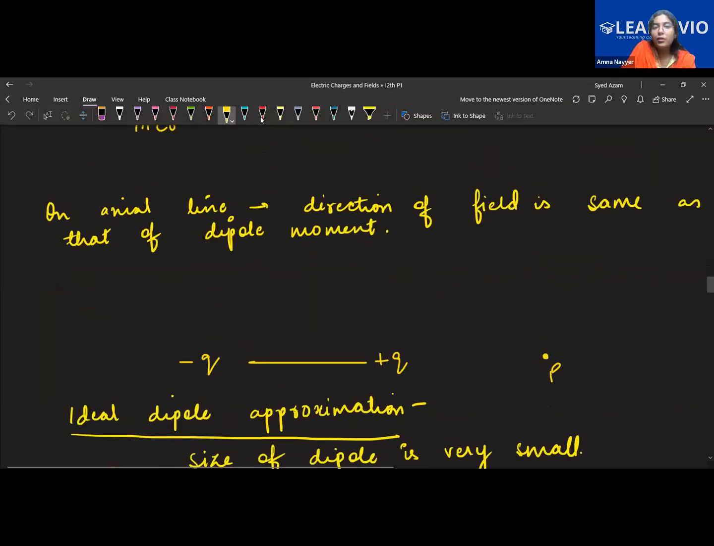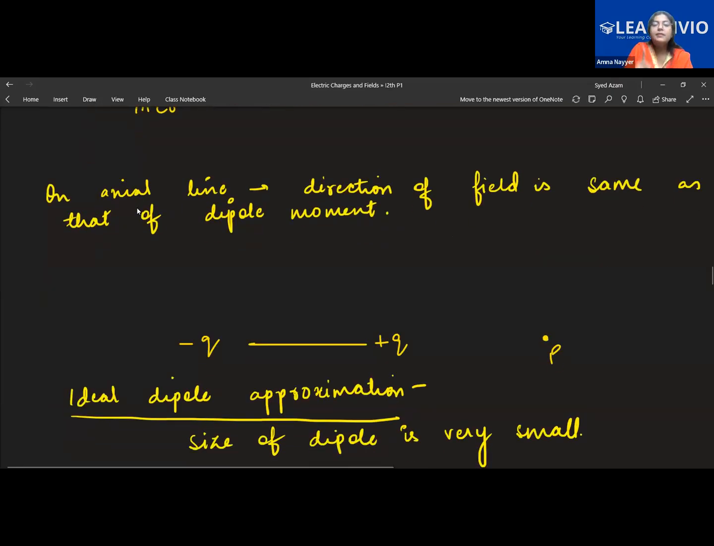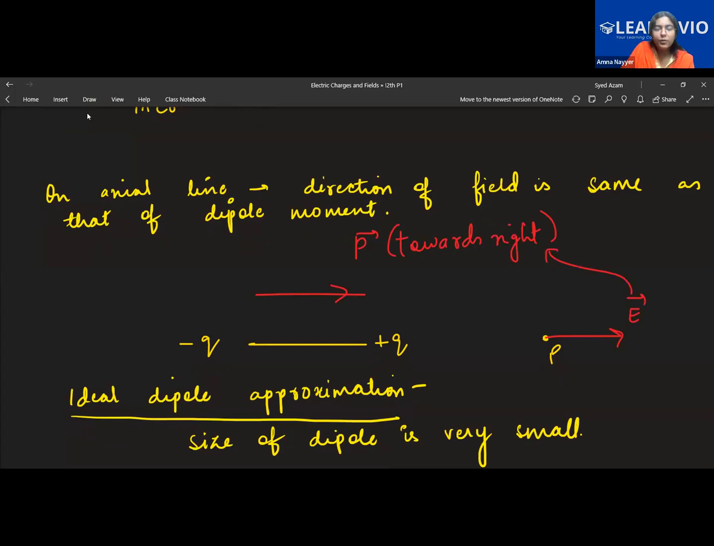Now, when we're talking about the direction, remember, it is exactly the same as that of the dipole. Like, look, we move from the negative to positive. This is the direction of the dipole. Direction of the dipole here is towards the right, so the electric field will also be towards the right due to the dipole. Same will be the direction for the electric field. This is one thing that you need to remember.